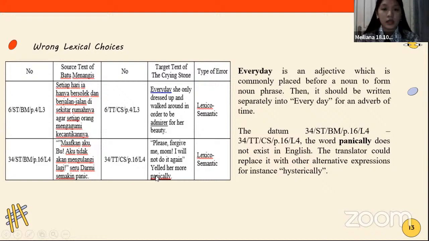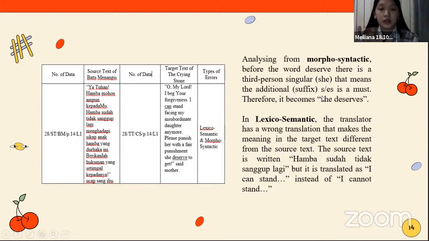And then the next one is the combination of lexical semantic and morphosyntactic. The source text: Ya Tuhan, hamba mohon ampun kepadamu. Hamba sudah tidak sanggup lagi menghadapi sikap anak hamba yang durhaka ini. It is translated into, "Oh my Lord, I beg your forgiveness.